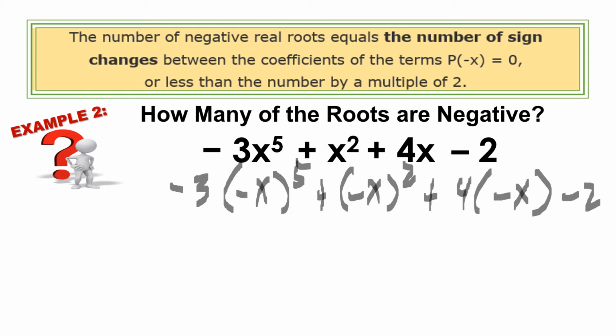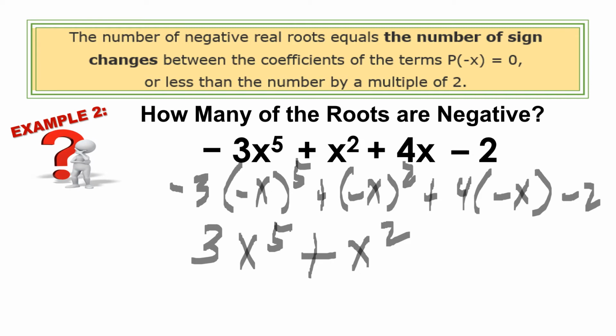Then let's simplify. If negative x here is raised to the fifth power, it's still negative times negative outside. So this will be positive 3x to the fifth. The negative x squared is positive times positive, positive x squared. Positive 4 times negative x is negative 4x, then copy minus 2.